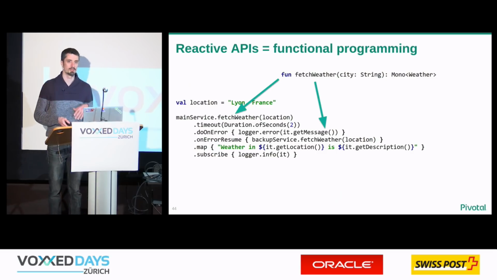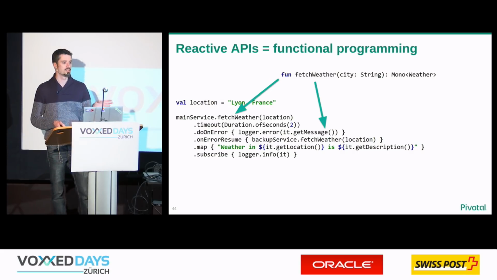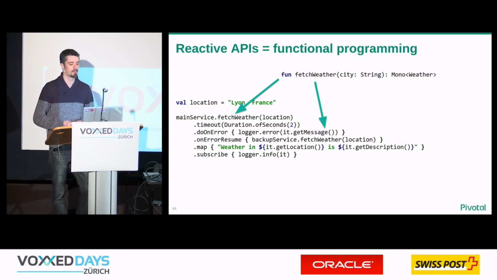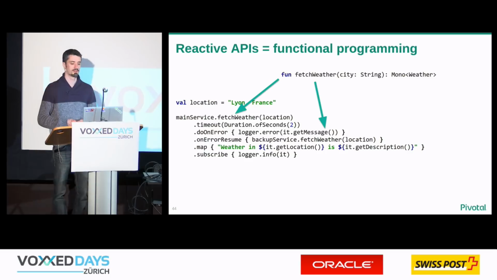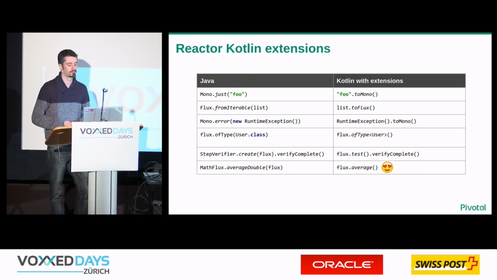Notice that if the programming model is similar, the implementation will be quite different because reactive APIs mean using functional programming. So instead of writing imperative code with different lines like you do usually, you will write functional code like that by chaining all the steps. So that's quite different implementation.